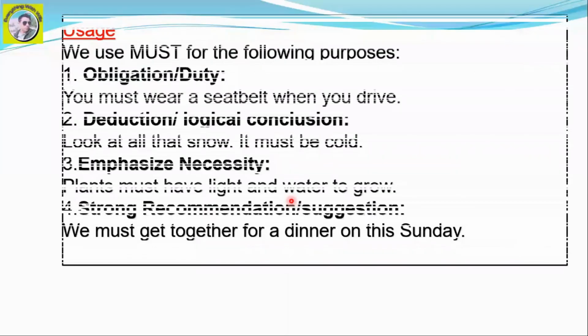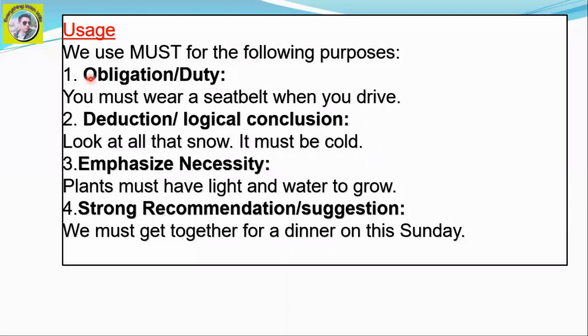So the modal verb must is used for multiple purposes, and we are going to discuss four very important usages of the modal verb must.